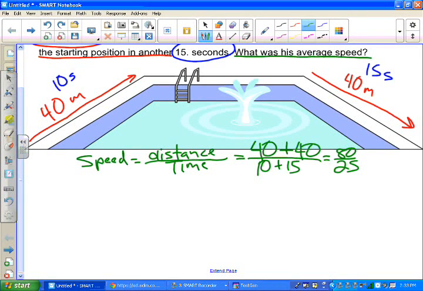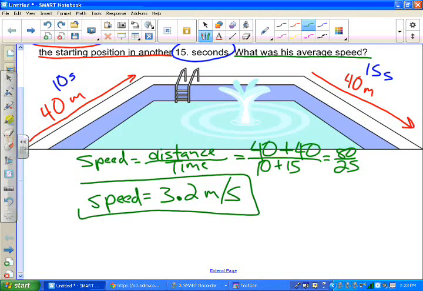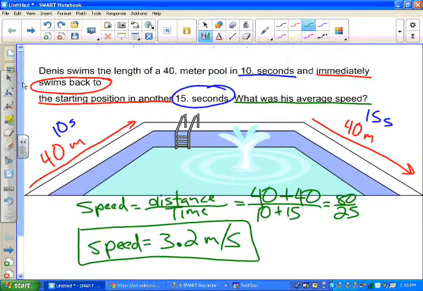If you take the top number 80 and divide it by 25, you get that his speed was 3.2 meters per second. Okay? Now that's different than velocity. Velocity would be displacement over time. So then the displacement would have been 0.